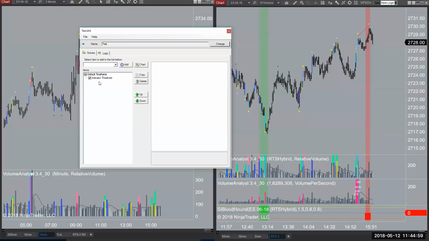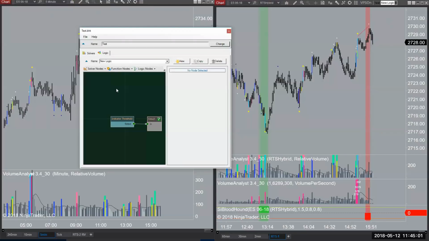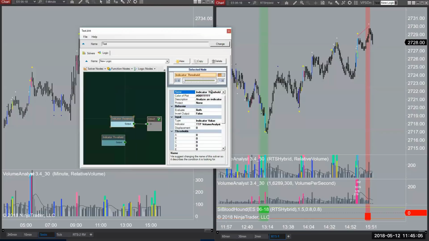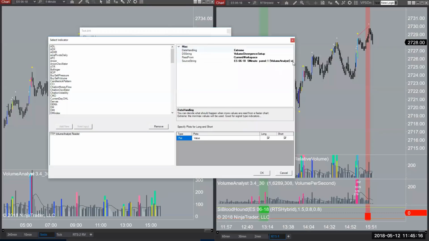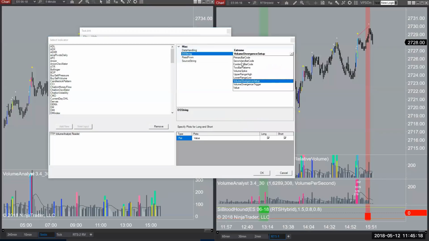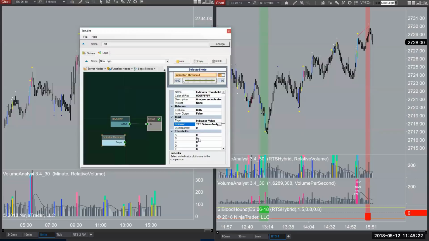So, pretty cool stuff. Let me just copy that, add it again. This is volume divergence on the 5 minute. So now let's add a churn bar, which I think is a value of 4.